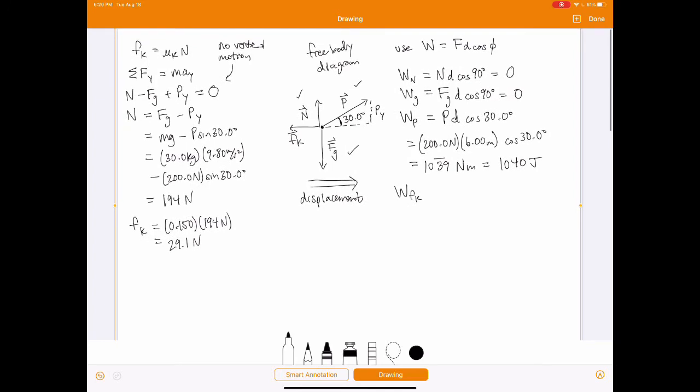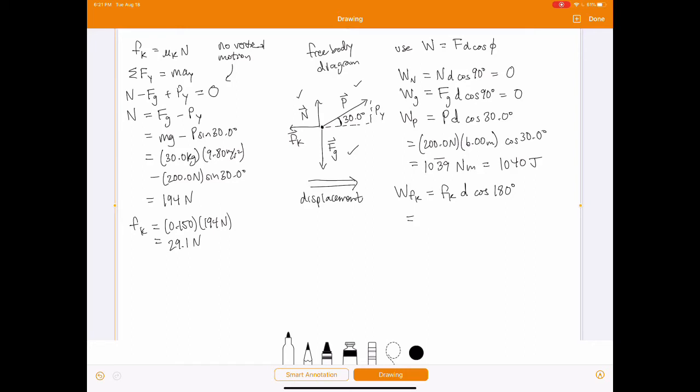Again, it's the same formula for work that we were using before. We're going to take the force itself times the distance times the cosine of the angle between the force and the displacement. Now notice that in this case, since we're dealing with friction, the force goes exactly against the displacement. So the angle between them is 180 degrees. So we have cosine of 180 degrees for this one.